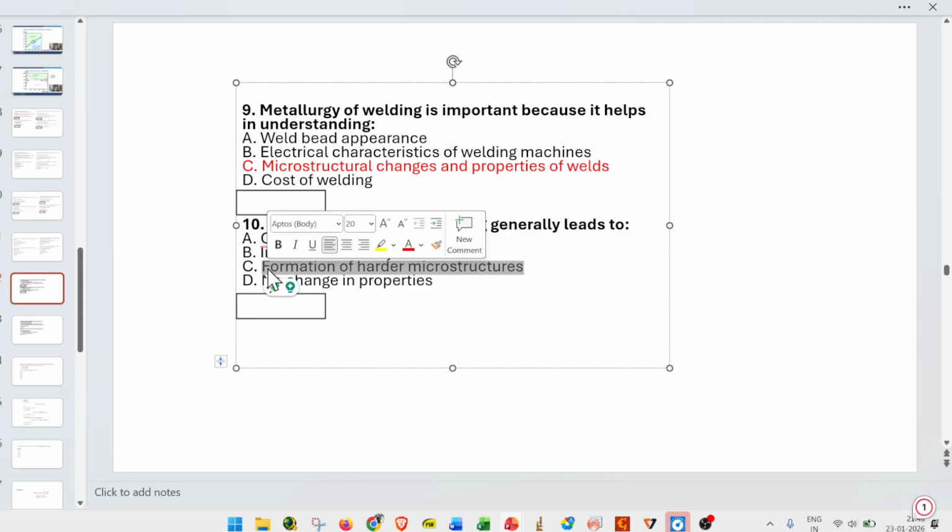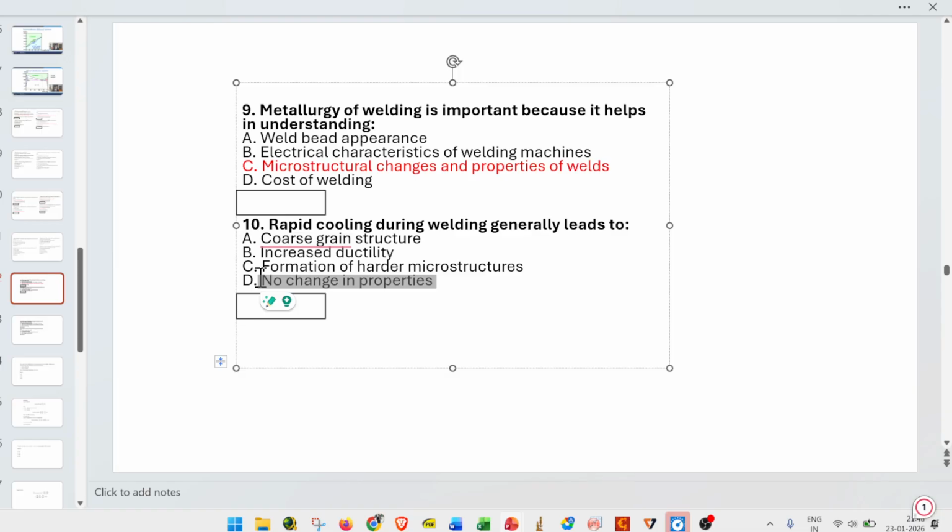The finer grains generally increase the hardness of the material. Okay, and no change in the properties? No, definitely there will be a change in the properties when the microstructure changes. Okay, so the answer will be C.